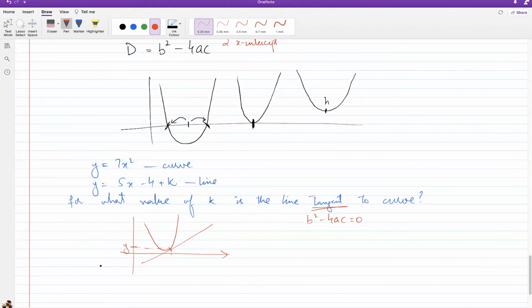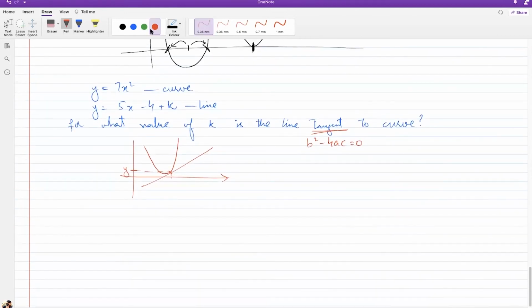And you have just done simultaneous equations. You know that if they are the same, you can solve it simultaneously. So what you'll do is you'll be like, okay, sure, we can put 7x squared equal to 5x minus 4 plus k, because we know that this will give us the same point because they are tangent. So now we solve it.